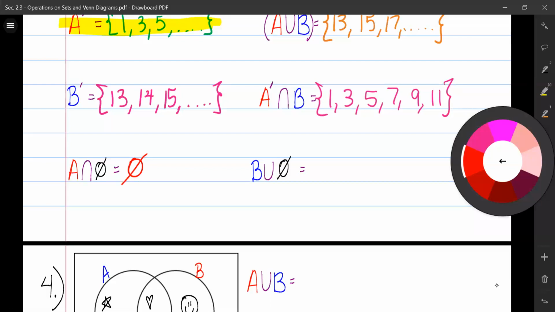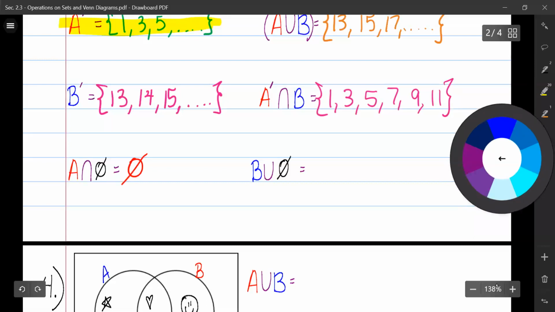All right. What about B union the empty set? So that's everything from B plus everything from the empty set. Just the B then. So it's just B. It's like adding 0.